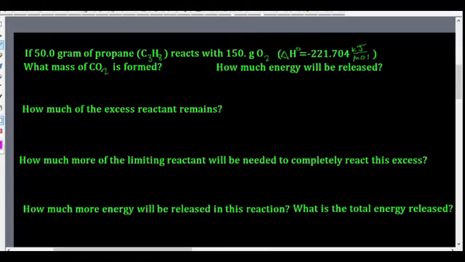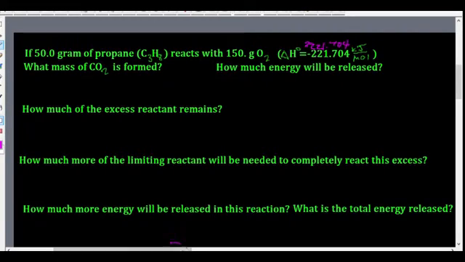50 grams of propane reacts with 150 grams of O2 with a delta H of negative, that should say 2221.704. I'm missing a 2 right there. Kilojoules per mole. What mass of CO2 is formed? How much energy will be released? And there's a bunch of other questions besides that.